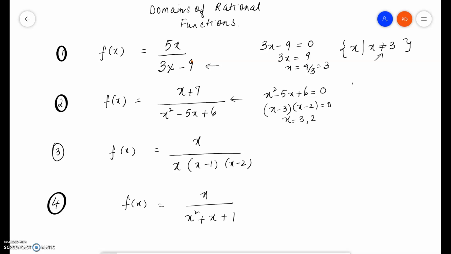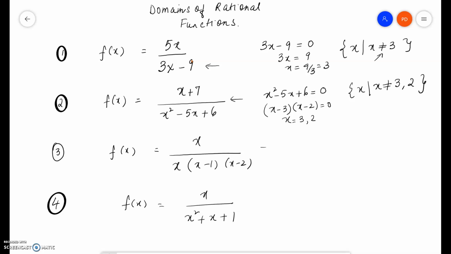So it is all reals, all real numbered x values, such that x is not equal to 3, 2. So x cannot equal 3, x cannot equal 2. And that would be the domain of this function.